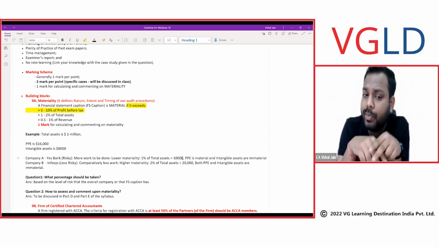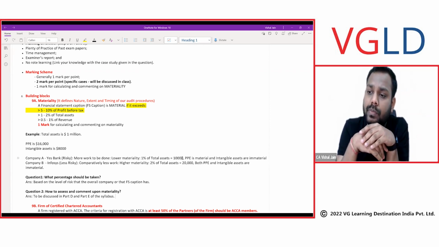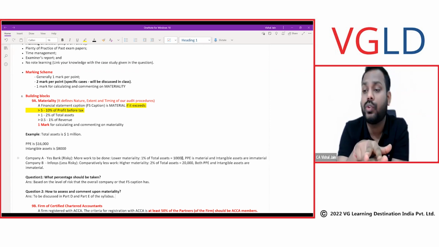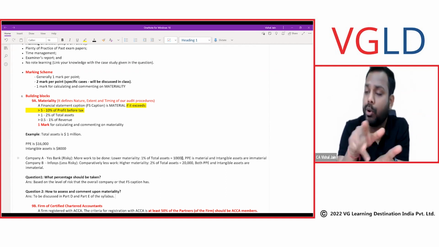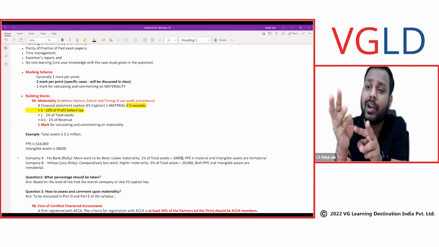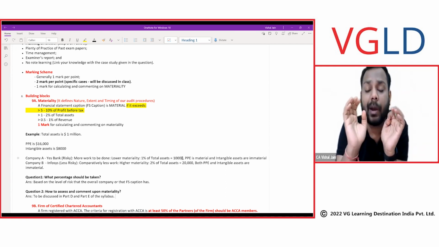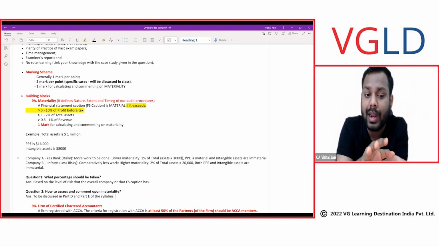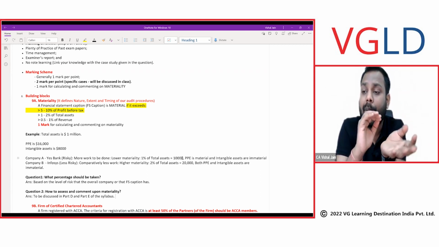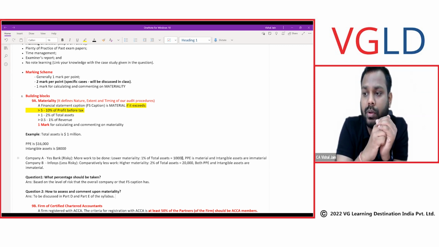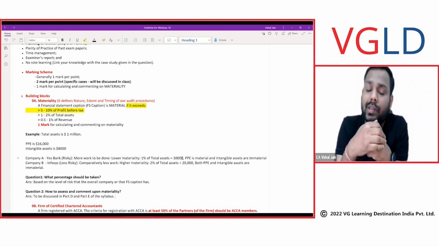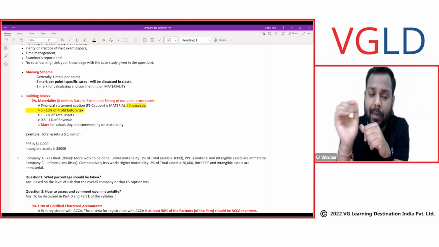Are you understanding these two approaches? You will have to follow both approaches, but the approach will change according to the questions. I will guide you on which type of questions you will have to follow which approach. That's the reason I am not writing that here, because that will be part specific. We will discuss that in the class. I'll give you an example.